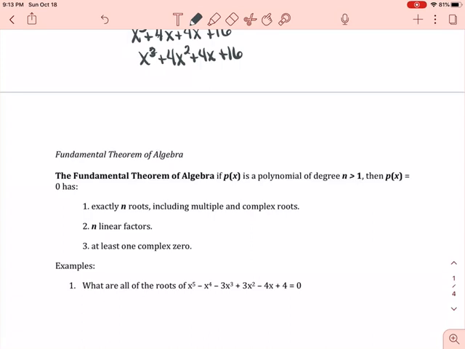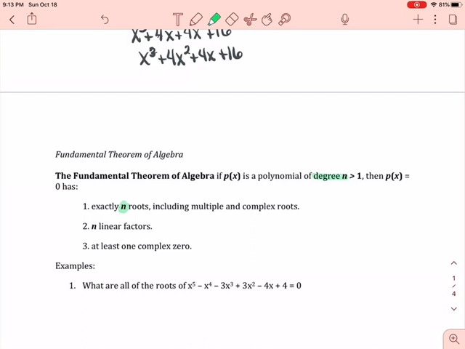Exactly n roots, including multiple and complex. Why is that important? Well, it says that the degree is n, and it tells us that it has n many roots. So our exponent, our degree, tells us how many roots we have. It has n linear factors, meaning if we have n roots, then we have n factors. And at least one complex zero.